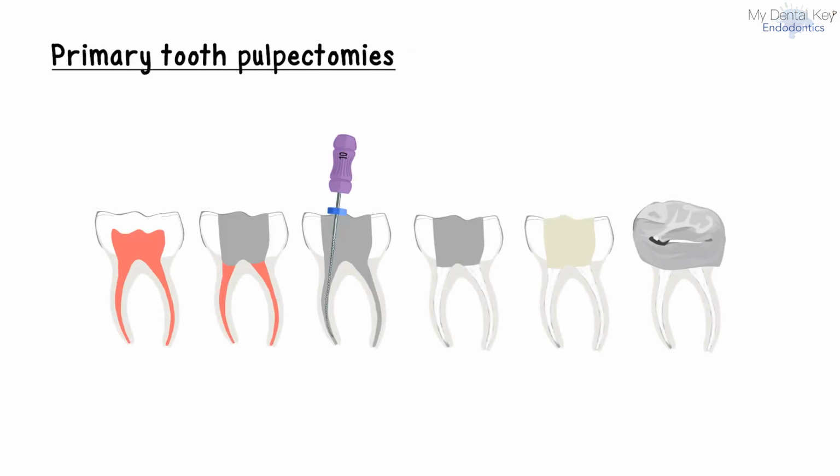If a pulpectomy is being performed on a deciduous tooth, traditional obturation will not take place. Instead, the canals will be filled with a resorbable material like Vitapex, a mix of calcium hydroxide and iodoform paste, and the chamber will be sealed with a definitive restoration.